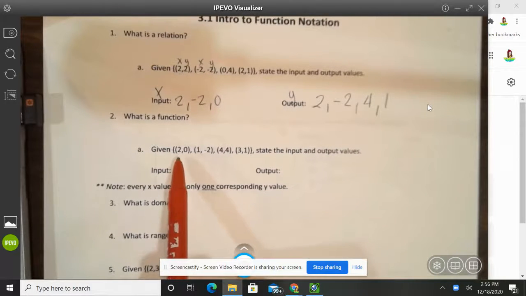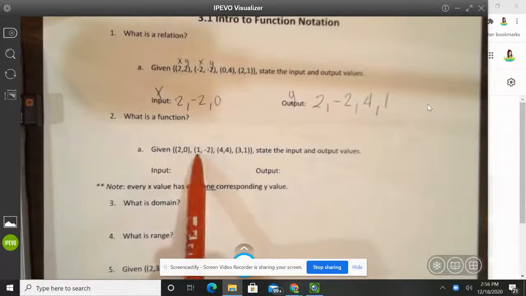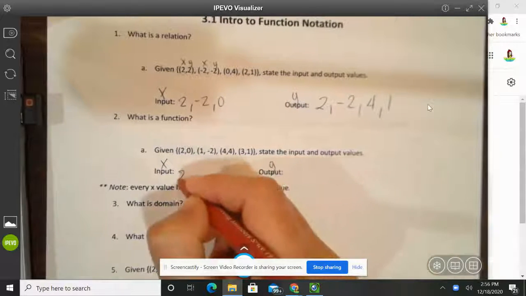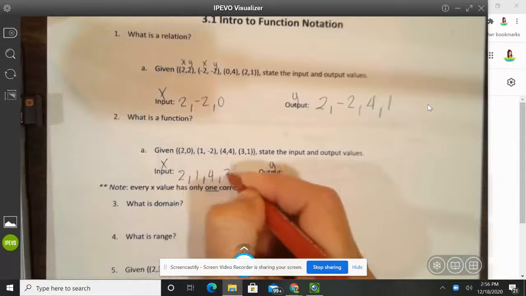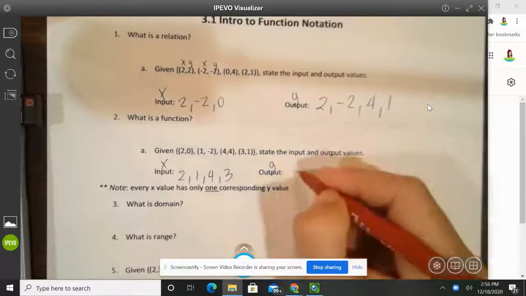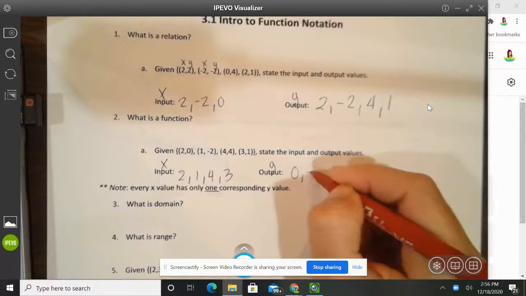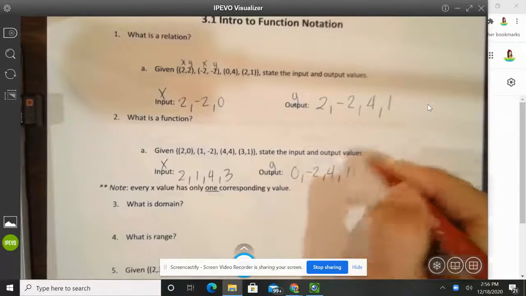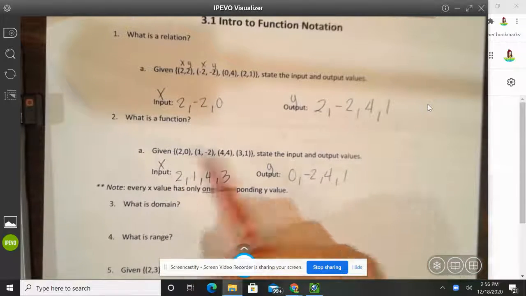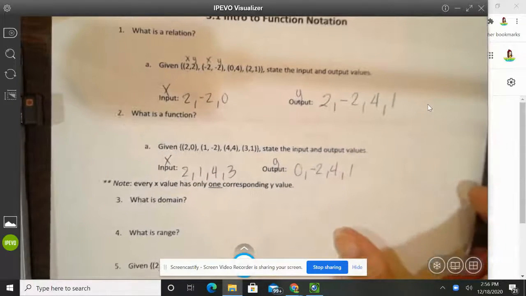So let's see. In this relation, 2, 1, 4, and 3. This is my x, this is my y. My x's, none of my x's repeat. Now let's see my y's: 0, -2, 4, and 1. It doesn't matter if the y repeats. As long as the x doesn't repeat, then it's a function.